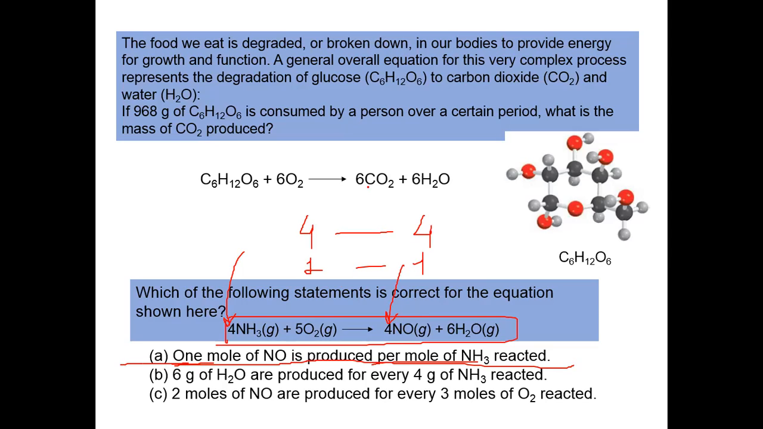It just says that 1 mole of NO is produced per mole of ammonia, and there are also some other sentences, but we just need to find the right one. We don't even need to calculate much. If this is correct, it means this is the only sentence which is correct, because 4 moles produces 4 moles and 1 mole produces 1 mole. It's the same thing as what is written here.